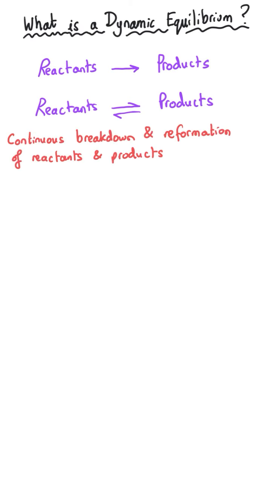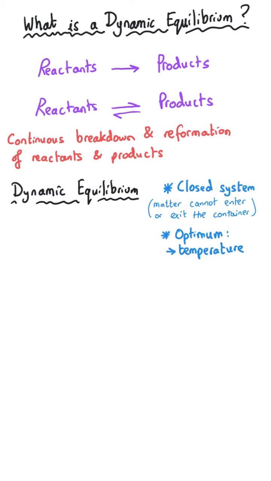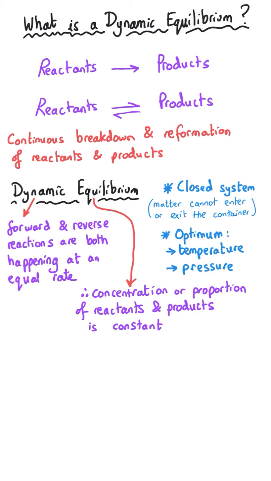Under the right set of conditions, we can reach what is called equilibrium. One of those conditions is that we need to have a closed system where no chemicals can get in or out, and we also need to satisfy a certain amount of optimum conditions such as temperature and pressure. A dynamic equilibrium recognizes that the forwards and the backwards reaction are both happening at equal rate, and as a result, the concentrations or the ratios of the reactants and the products is not changing.